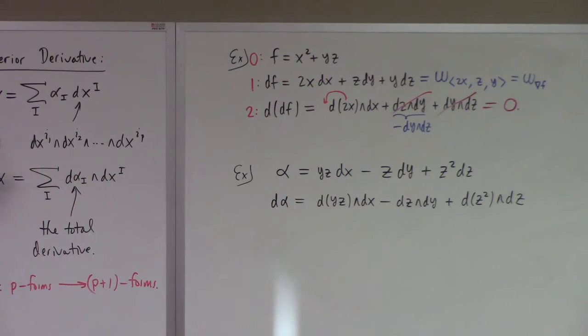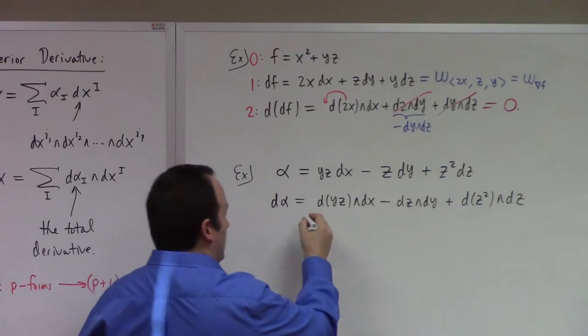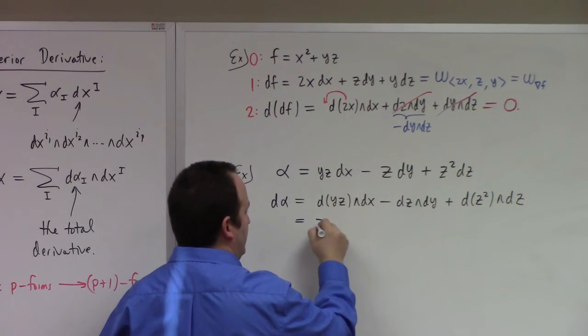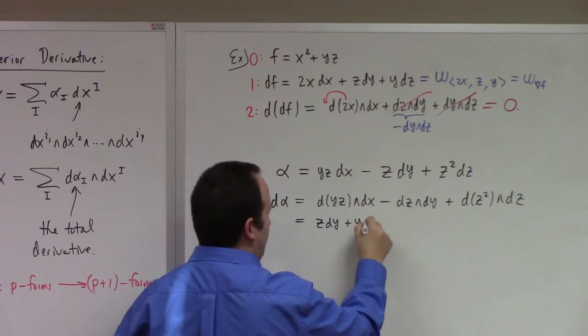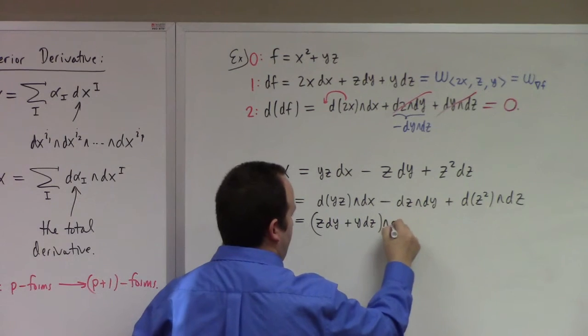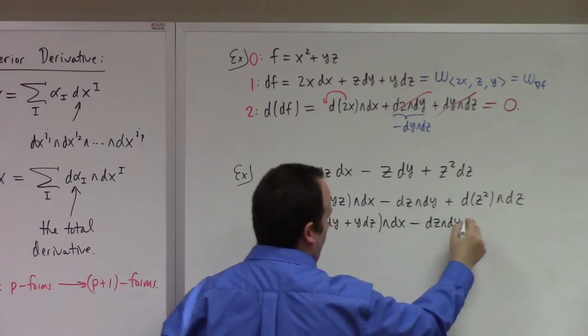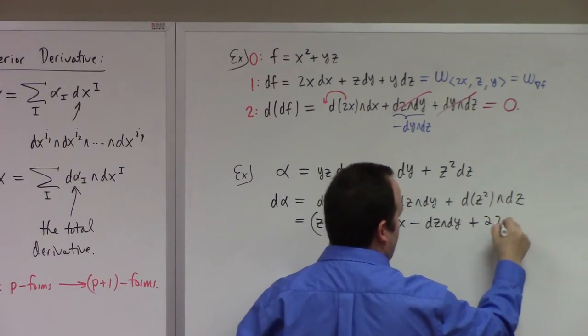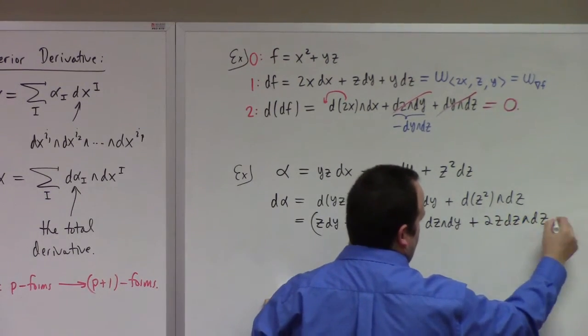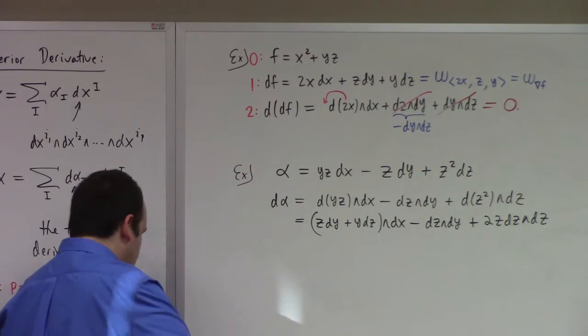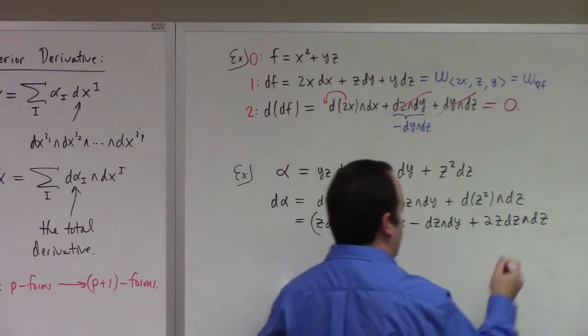Do you see what I meant by this definition over here? It's really, all you do is just write it out, and you just take the total differential of the coefficients next to the wedges of the dx's. It's just that. So this is z dy plus y dz wedge dx, and this is minus dz wedge dy. And here we've got 2z dz wedge dz. Of course, I didn't really need to write that because that is 0.